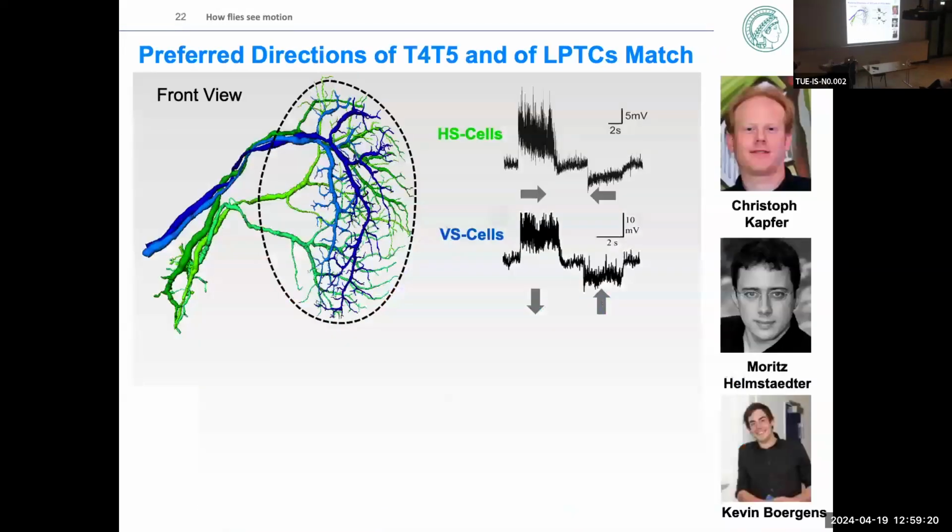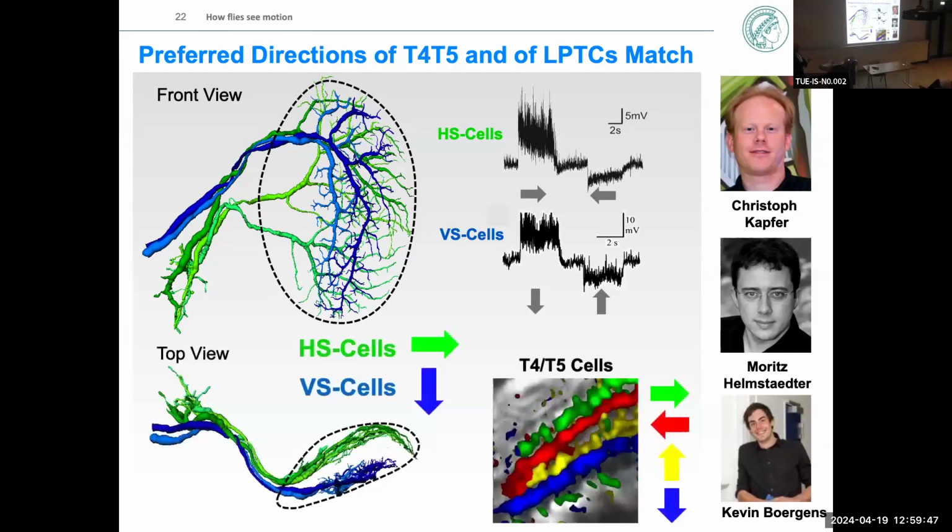Well, if we compare now the preferred directions of the HS and VS cells with the ones of the T4, T5 cells, you will see the following. These are cells that Lisa already introduced to you. They depolarize the HS cell for preferred direction, rightward motion. They hyperpolarize for leftward motion. These ones depolarize for downward motion, hyperpolarize for upward motion.